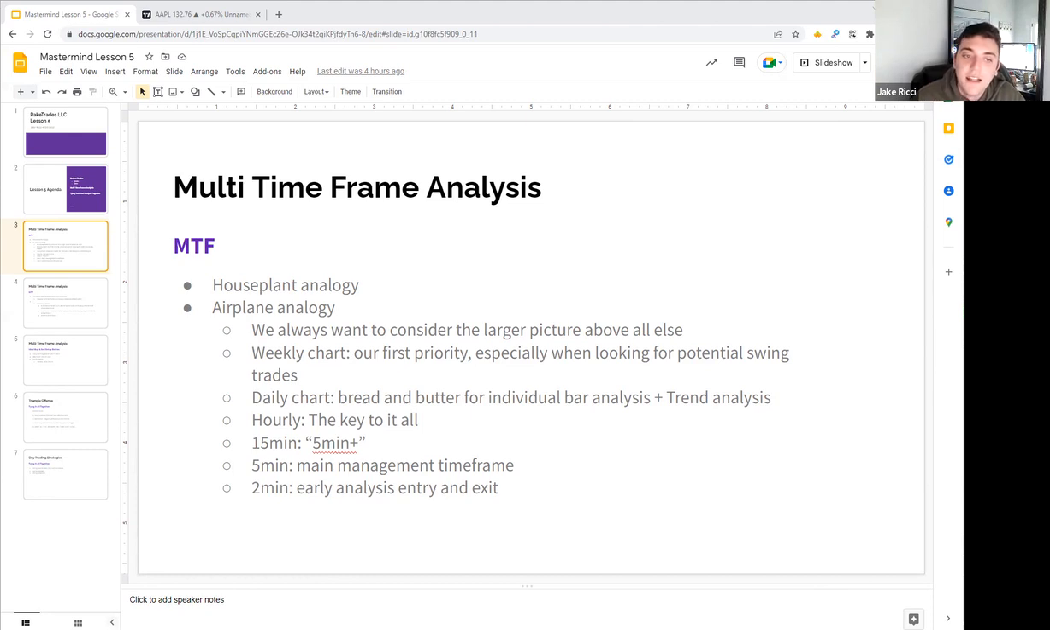The hourly is like, we love the hourly. The levels come from the hourly. The trend analysis can come from the hourly. The hourly is like the secret key to it all.